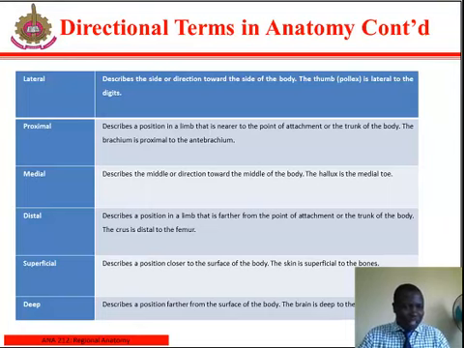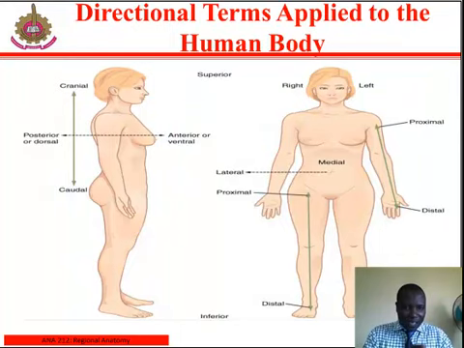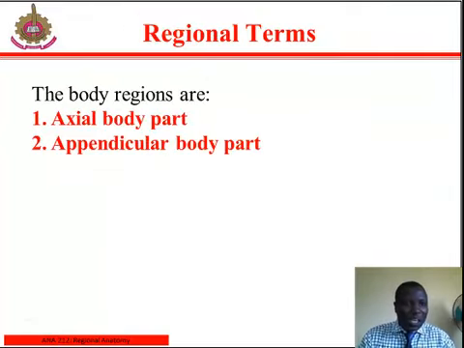And lastly, we have the deep. It describes a position farther from the surface of the body. For example, the brain is deep in the skull. These are the directional terms applied to the human body. You can study it. Then let's go to regional terms.